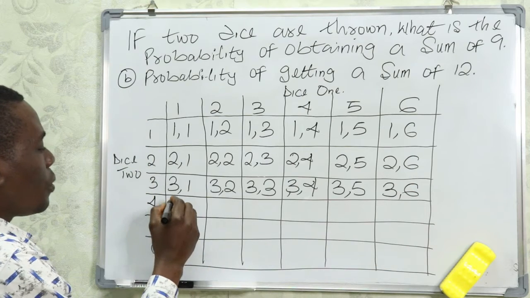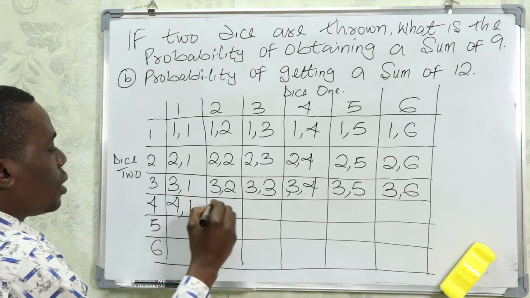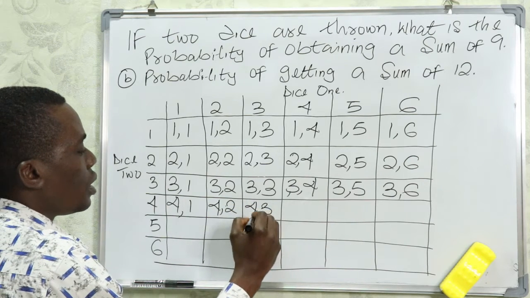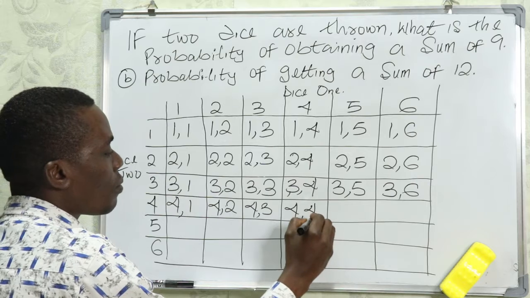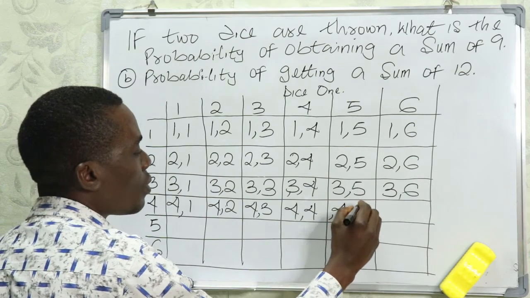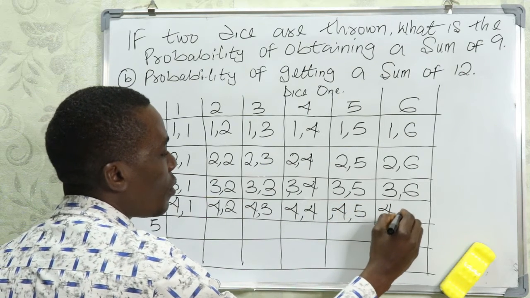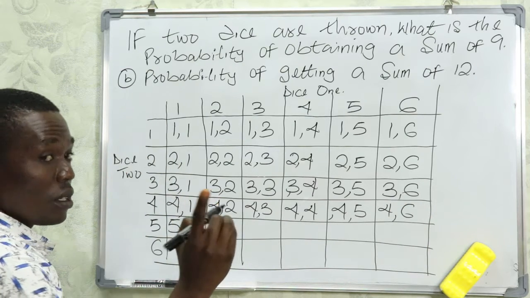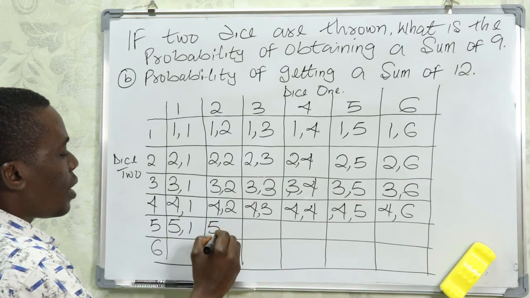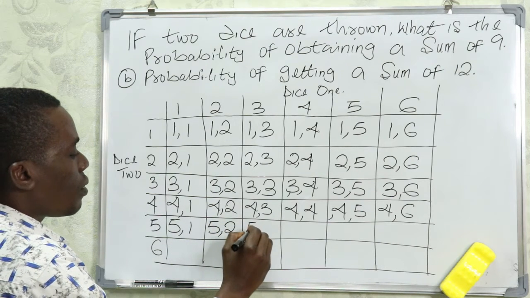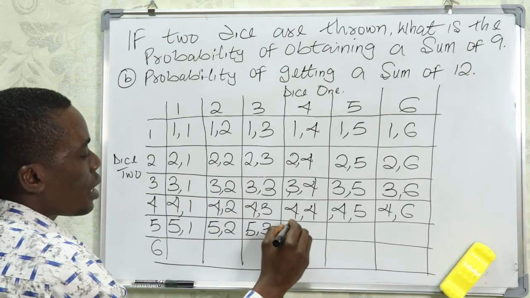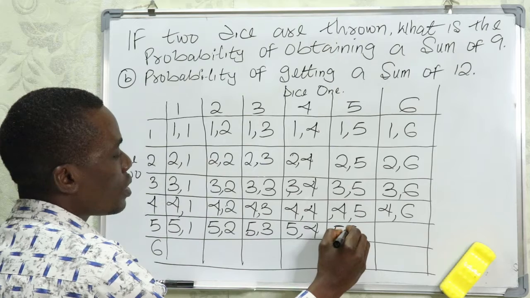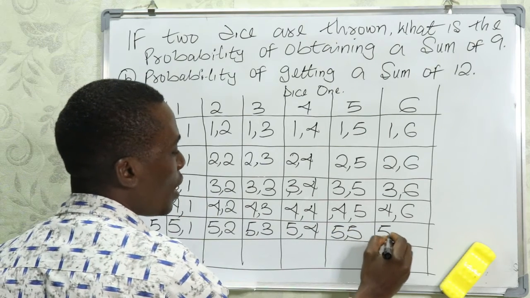Here we can have a 4 and 1, a 4 and 2, a 4 and 3, a 4 and 4, a 4 and 5, a 4 and 6. Here we can have a 5 and 1. Good. We can have a 5 and 2, a 5 and 3, a 5 and 4, a 5 and 5.